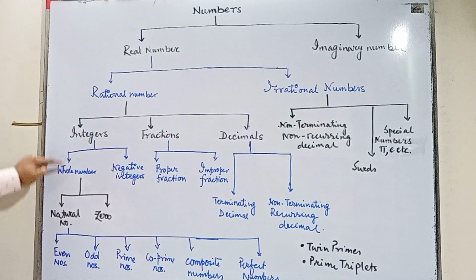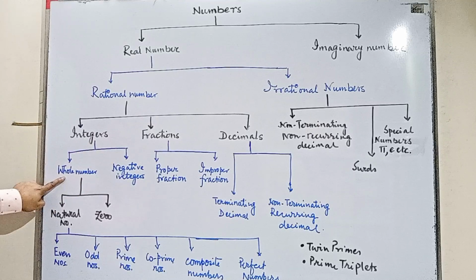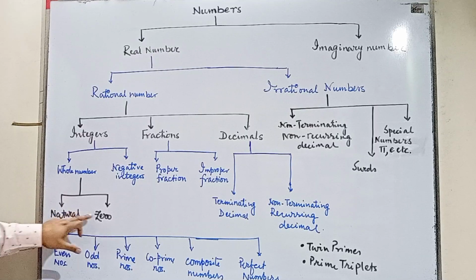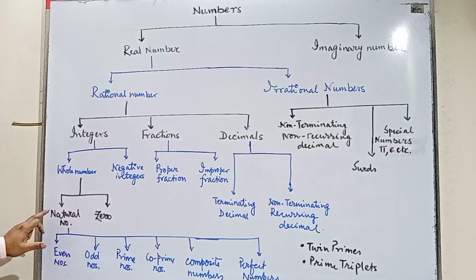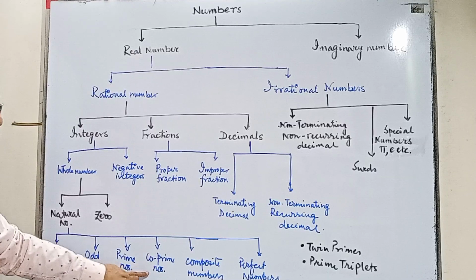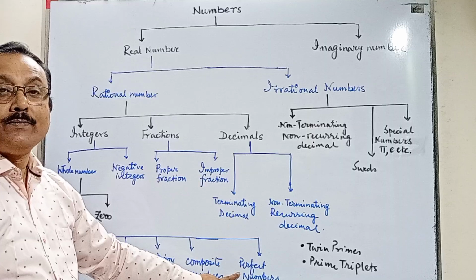Integers were of two types: whole numbers and negative integers. Whole numbers can be classified into two categories. Either they are natural numbers, meaning positive integers, or zero. Natural numbers can be again classified as even numbers, odd numbers, prime numbers, co-prime numbers, composite numbers, perfect numbers.